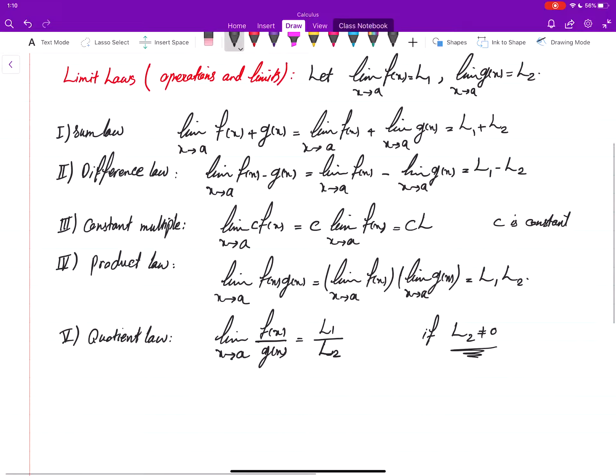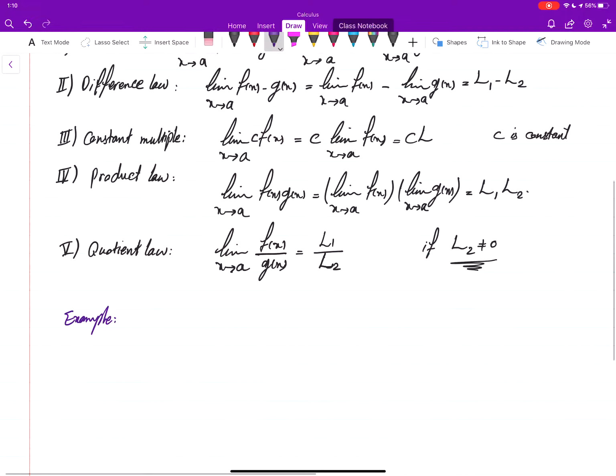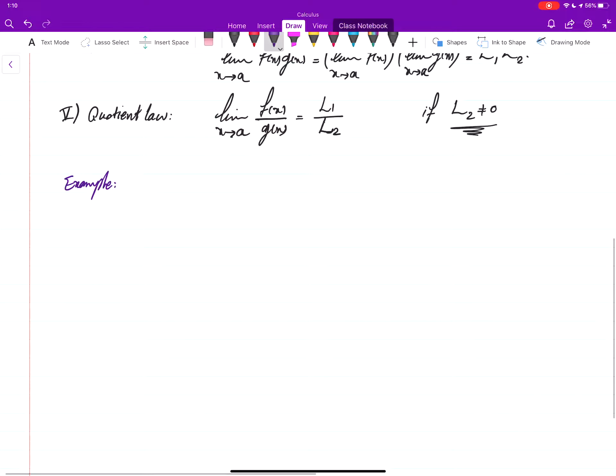Okay, let's just use these ones. There are two more laws that will come later, but let's just do some examples for these ones and then see how the new ones come in. So use the limit laws to find the given limits.